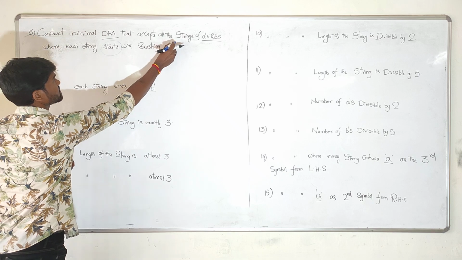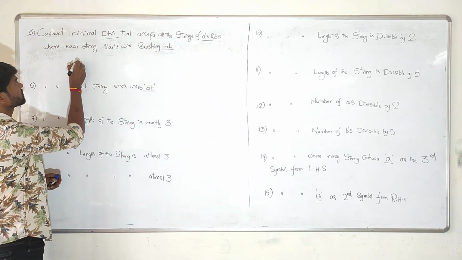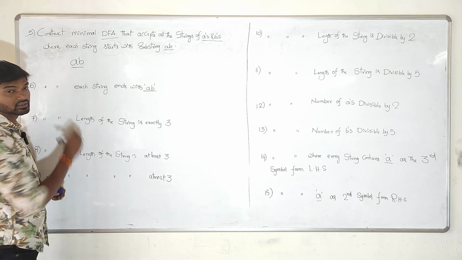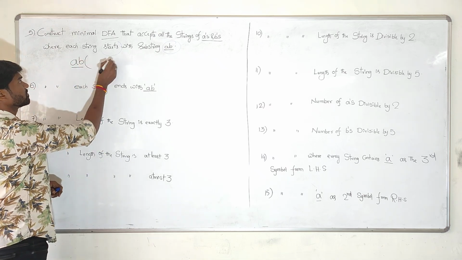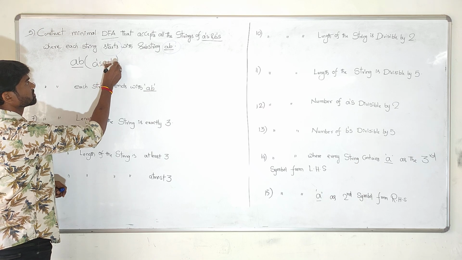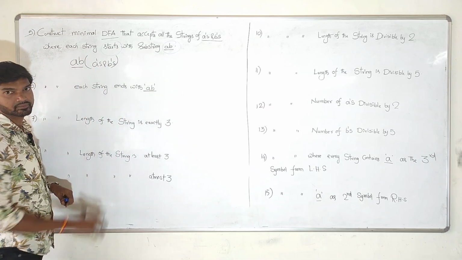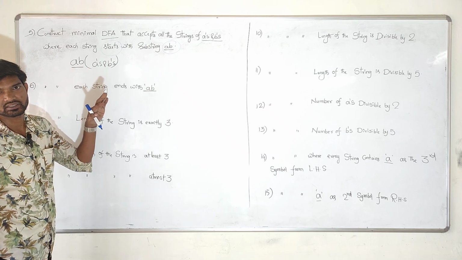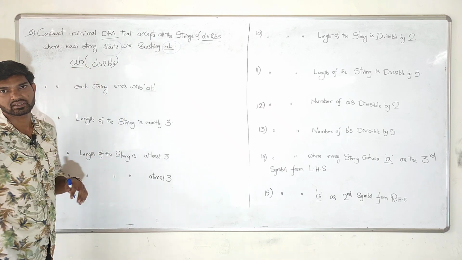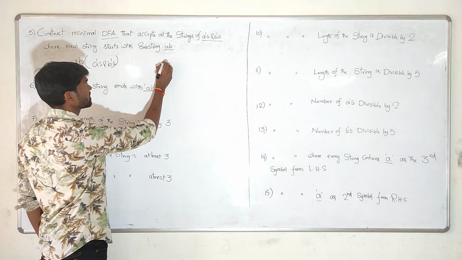with substring AB. This means that it should contain the substring AB at the start. After that, any number of A's and any number of B's may come. So there is no restriction after AB. After AB, there is no restriction. Any number of A's and B's may come, okay for us. So we can construct it very easily.